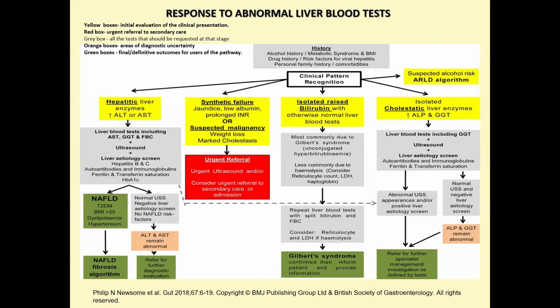Only bilirubin is raised, most commonly due to Gilbert syndrome, and less commonly due to hemolysis. Consider reticulocyte count, LDH, haptoglobin. So the next line of investigation, again, is biochemistry. When ALP or GGT is increased, you go for GGT, ultrasound, and liver etiology screening, autoantibodies, ferritin, transferrin.